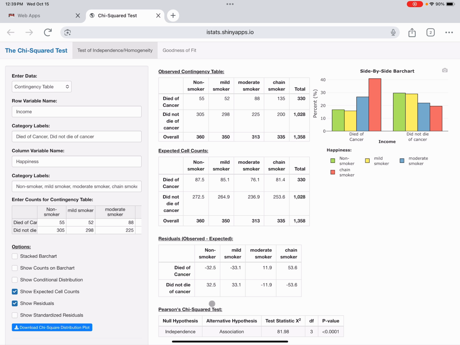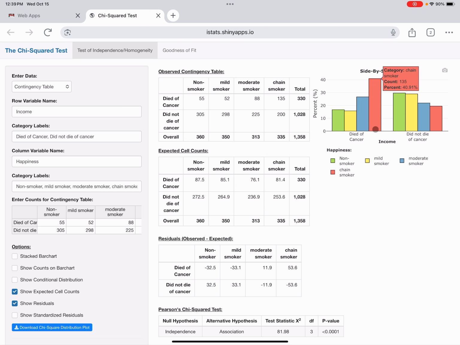Looking at the residuals, for non-smokers, we had 32 fewer cancer deaths than expected. For mild smokers, 33 fewer. For moderate smokers, we had about 12 cancer deaths more than expected. And for chain smokers, we had about 54 more cancer deaths than expected, if in fact they were the same.